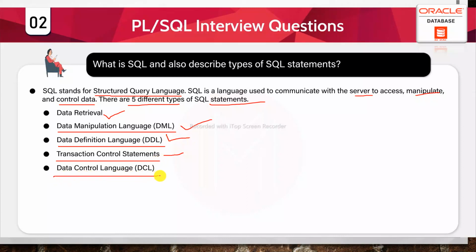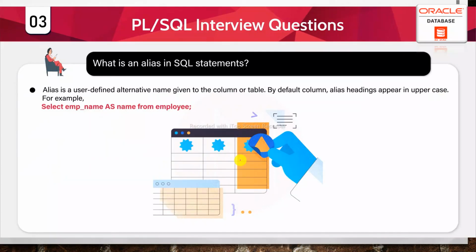Next we have DCL. DCL is data control language. The commands used in DCL are grant and revoke. So this is about SQL and the different types of SQL statements.